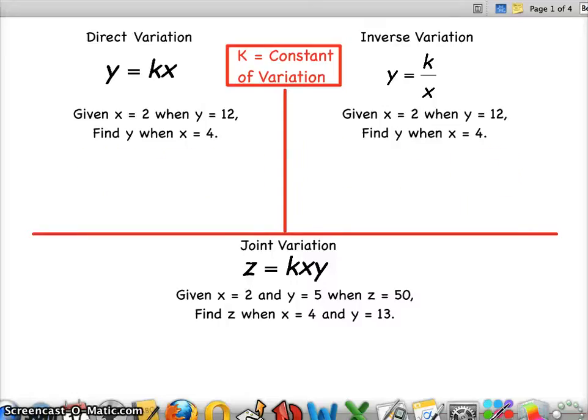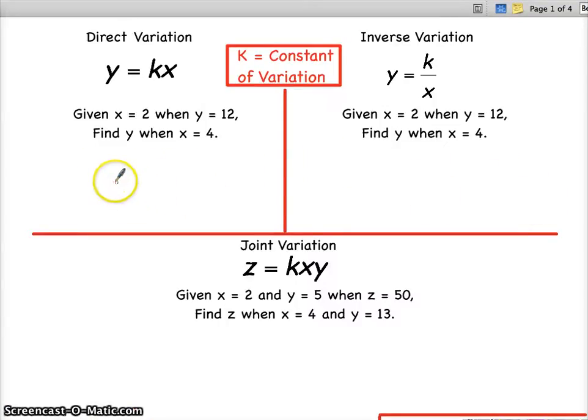Okay, this is a video to describe the difference between direct variation, inverse variation, and we'll also use what's called joint variation, which is basically a double direct variation. Direct variation, we've discussed back in chapter 1, is really just a linear equation.